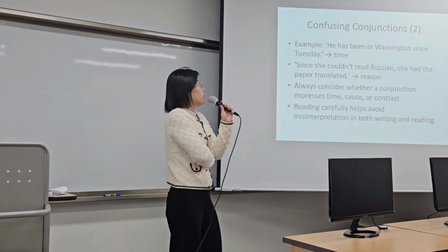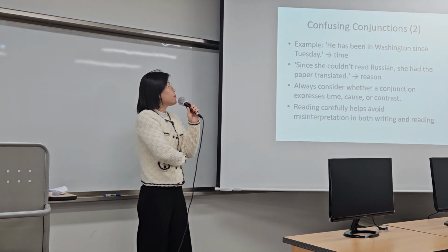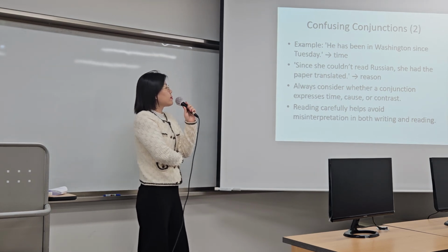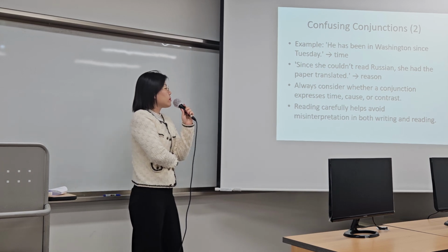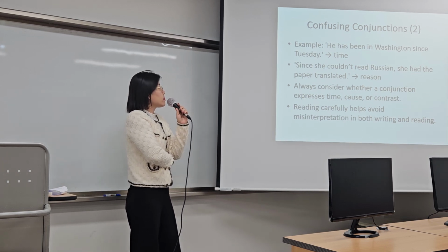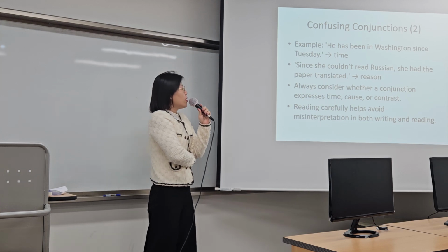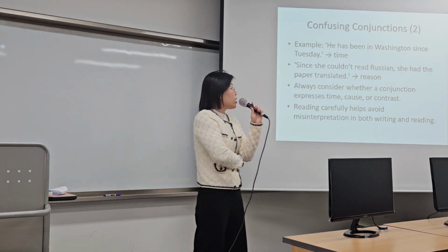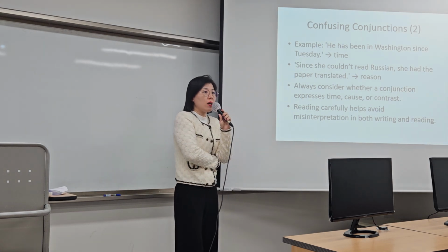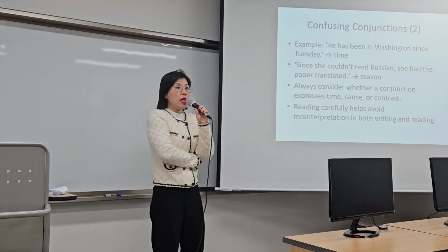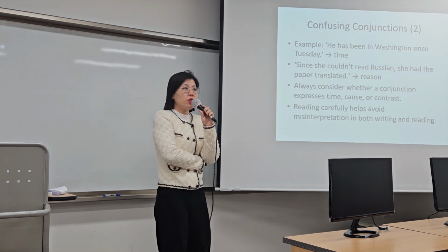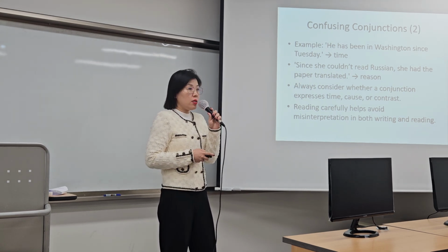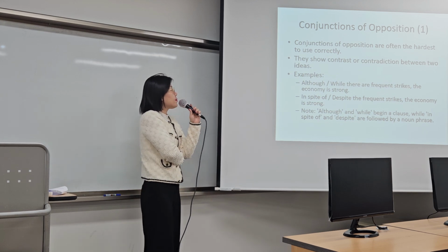Another example: he has been in Washington since Tuesday, which is time. Since she couldn't read Russian, she had the paper translated, which is reason. Also consider what the conjunction expresses: time, cause, or contrast. Reading carefully helps avoid misinterpretation in both writing and reading. Since can connote time, meaning from, or it can mean cause and effect. So since equals because. You can use them interchangeably, but you have to decide which context you're using it in.